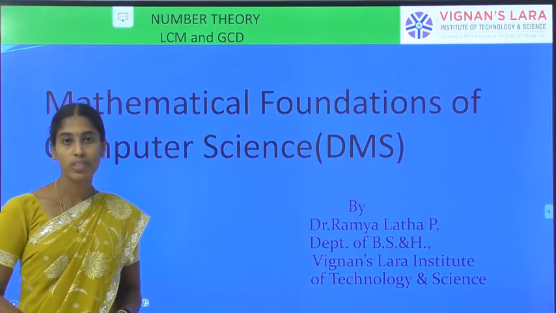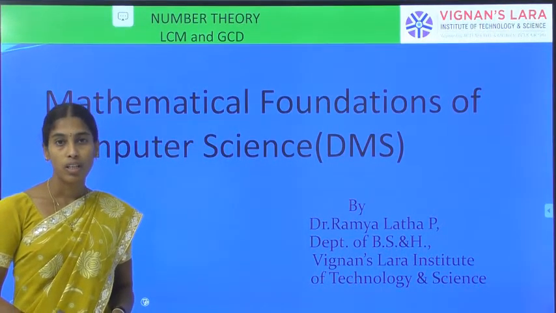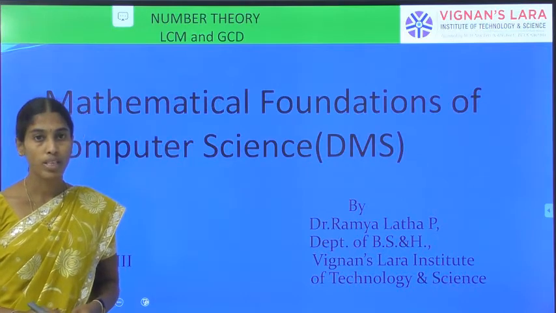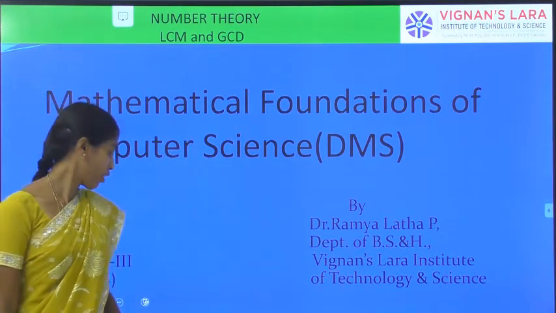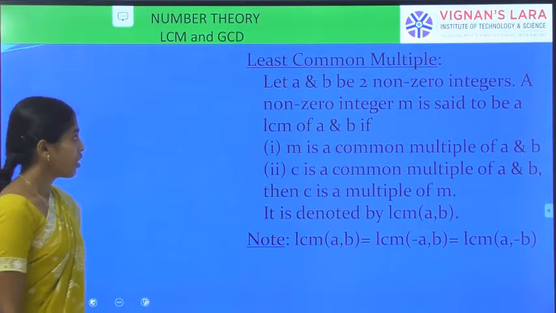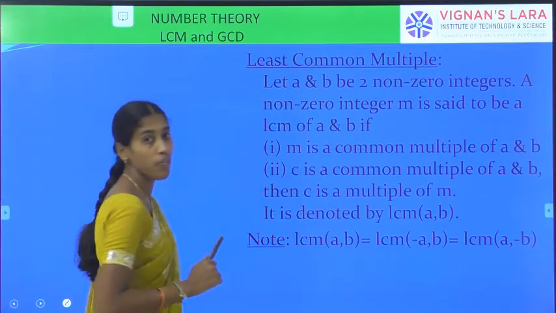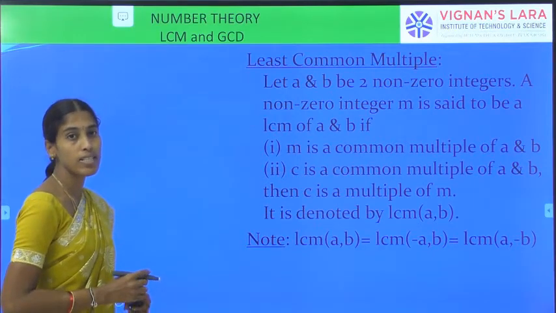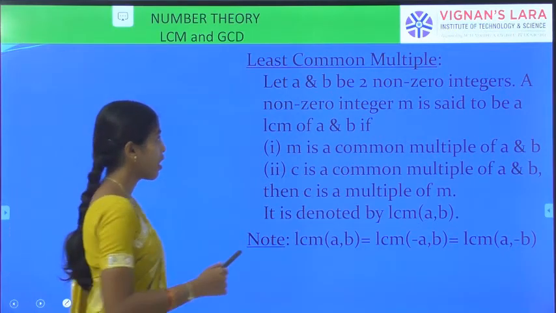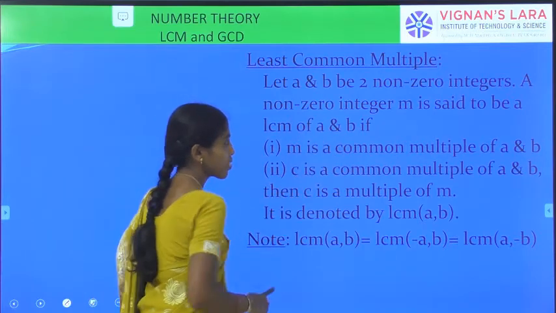Students, in the last class we discussed the concept of LCM. What is meant by least common multiple, right? Already we started the definition. So how do we define the LCM of A comma B? Let A and B be two non-zero integers.